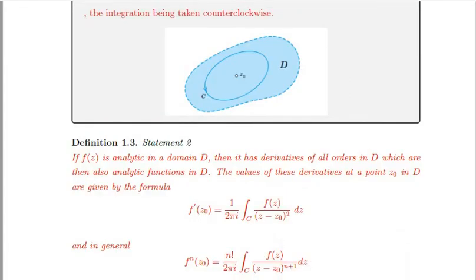If f of z is analytic in a domain D, then it has derivatives of all orders in D, which are then also analytic functions in D. The values of these derivatives at a point z0 in D are given by the formula: f dash of z0 is equal to 1 by 2 pi i times the integral over C of f of z by z minus z0 the whole square dz. In general, the nth derivative of f at the point z0 is equal to n factorial by 2 pi i times the integral over C of f of z by z minus z0 the whole power n plus 1. Here the power is n plus 1.